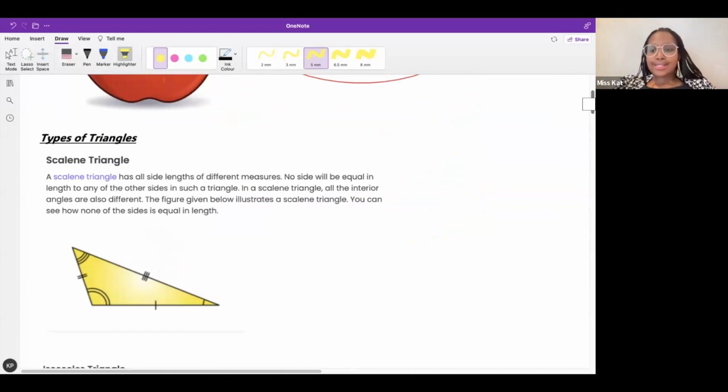One we call a scalene triangle. Now, let's look at all the properties that are associated with this. Remember, if you don't think you can write fast enough, just take a screenshot.